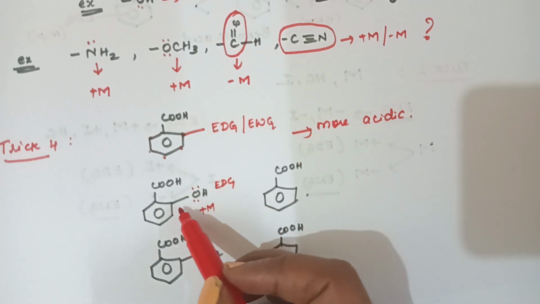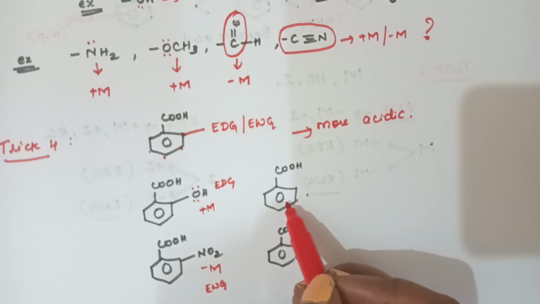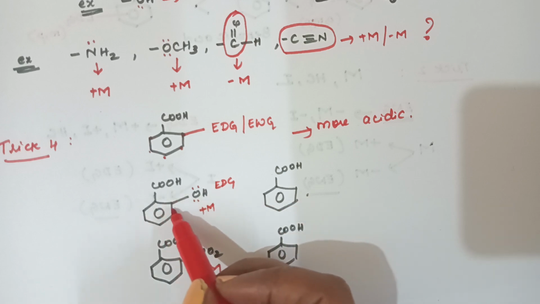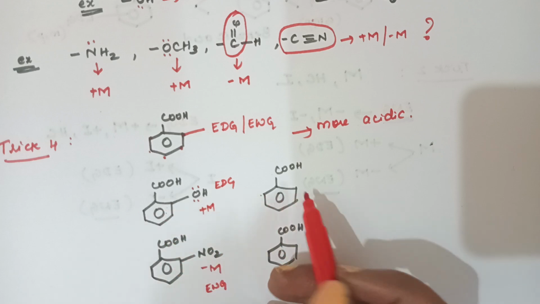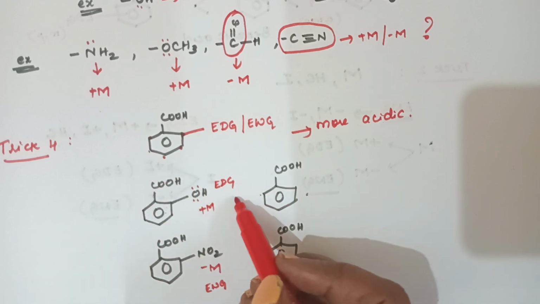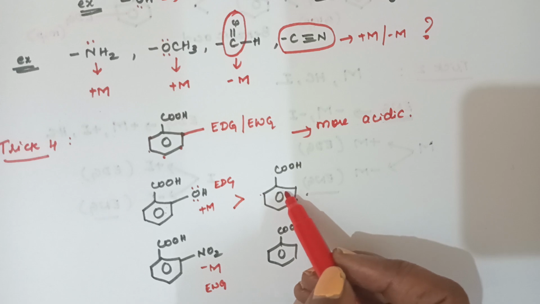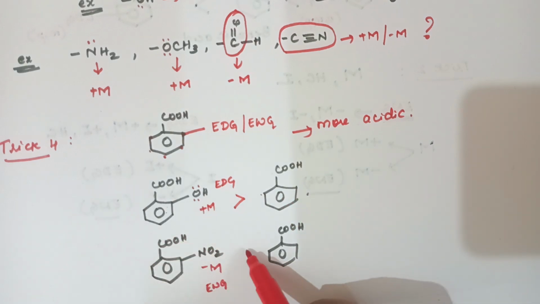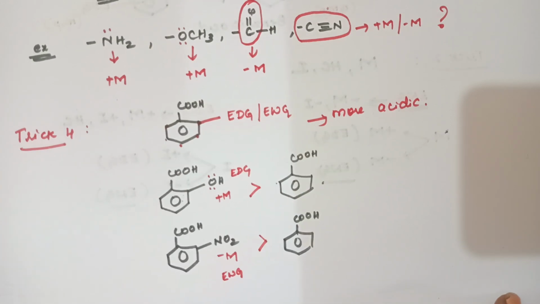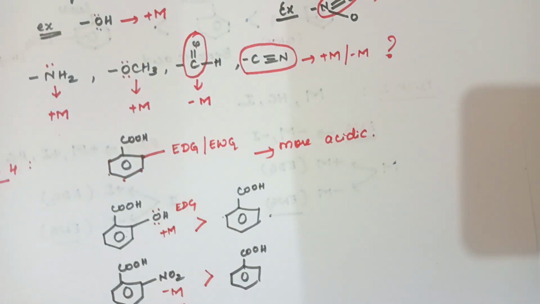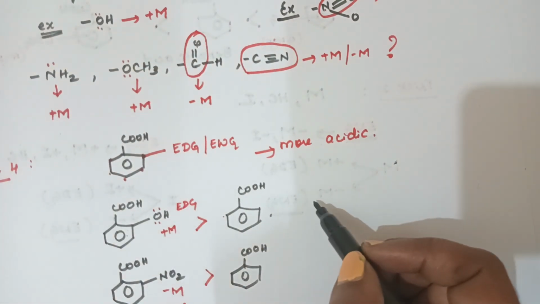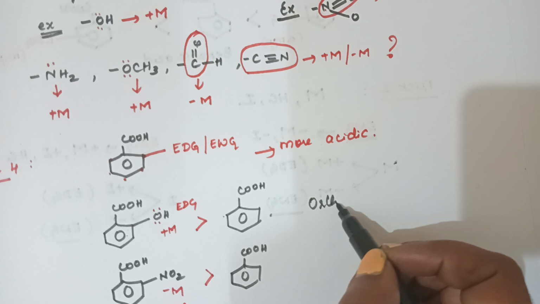But it will be more acidic when compared to the other acid. So now this is more acidic when compared to benzoic acid. We are comparing these two acids. So now this acid is more acidic when compared to benzoic acid. Even here this will be more acidic when compared to benzoic acid. So the trick is, let any group be present at the ortho position, that will be more acidic. This is called the ortho effect.